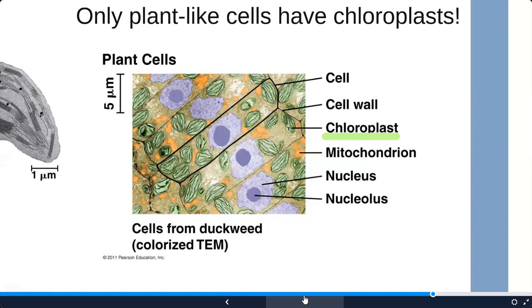Okay, it's the same with lichen as well. A lichen is part algae and part fungus. The fungus does not do photosynthesis, the algae does.